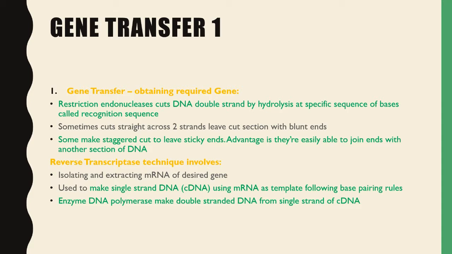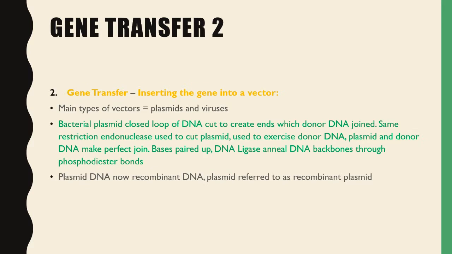You would then use this mRNA as a template to make a strand of DNA, also known as copy DNA, following the base pairing rules. The enzyme DNA polymerase will make a double-stranded DNA from the strand of copy DNA. So now that we've got the gene, we have to put it into a vector.